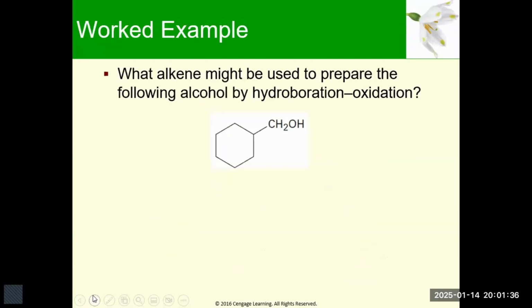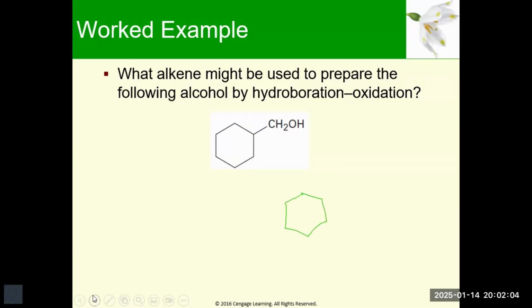All right, so what alkene might be used to prepare the following alcohol by hydroboration oxidation. And so if you're looking at this, you're going to want to think backwards. Okay? So I'll give you guys a chance to go ahead and try to do that. So you can pause the video. All right, so I'm assuming that you've done it. And so now I'm going to show you.